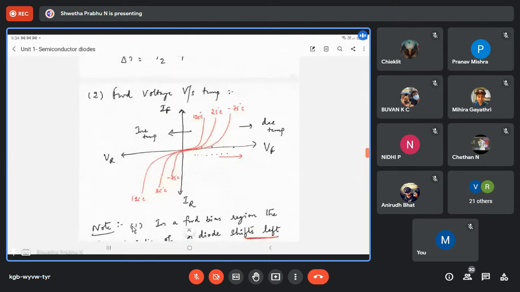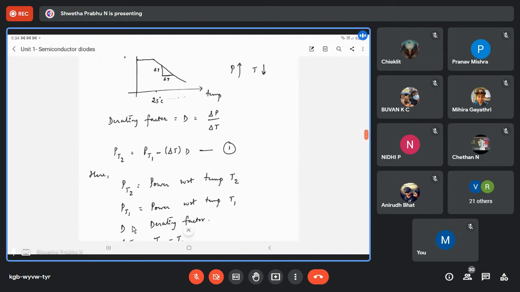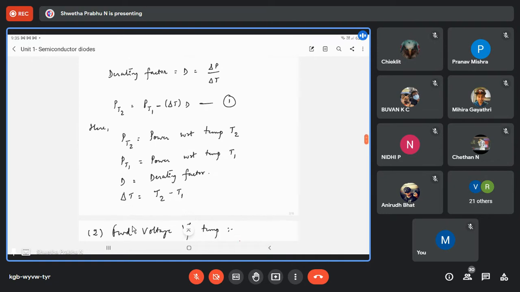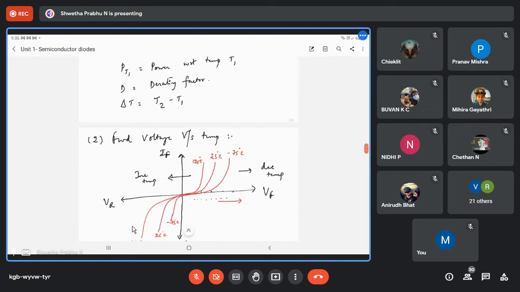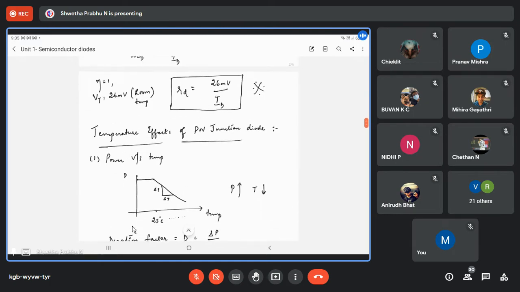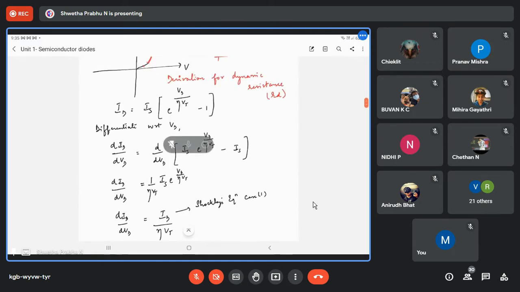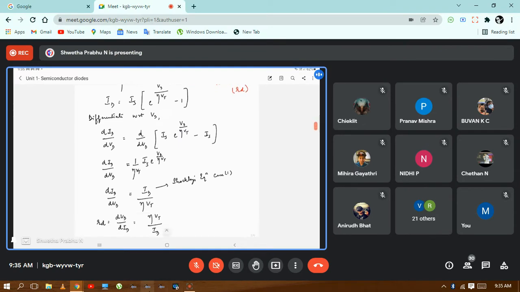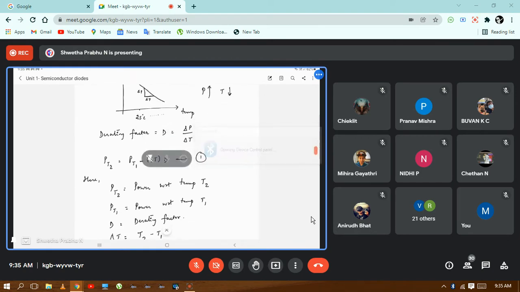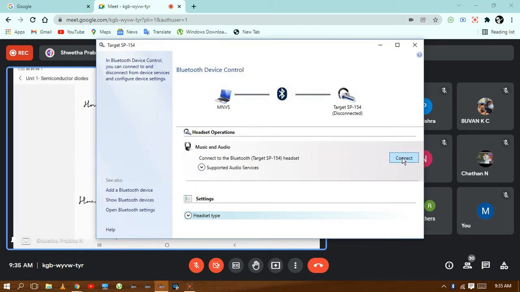Along with that, the power characteristics, power versus temperature relation. Power decreases, or I can say that power and temperature are inversely related. And here the slope, whatever you get, we call it the derating factor. These things I discussed, and we had also discussed the derivation for dynamic resistance, that is 26 millivolts divided by ID. Apart from that, only this much.